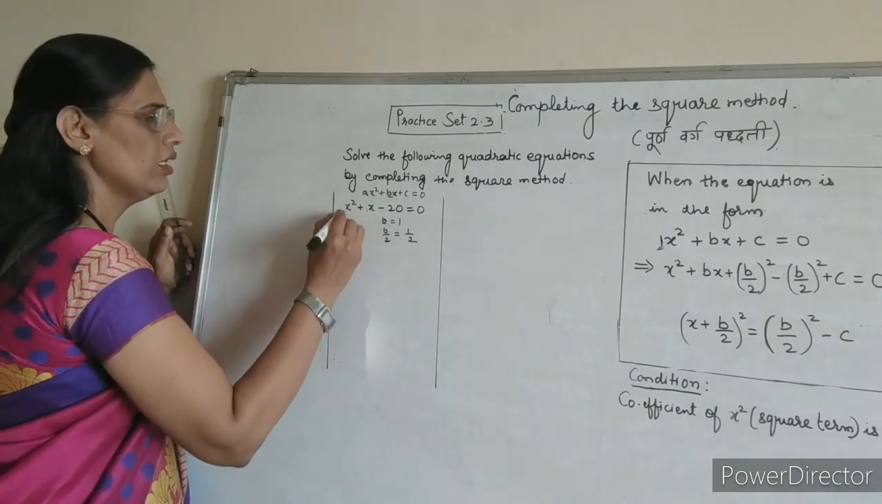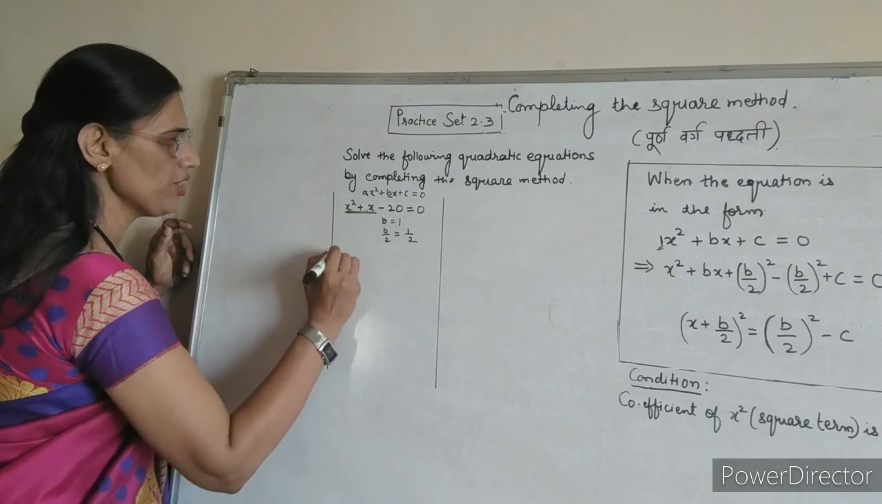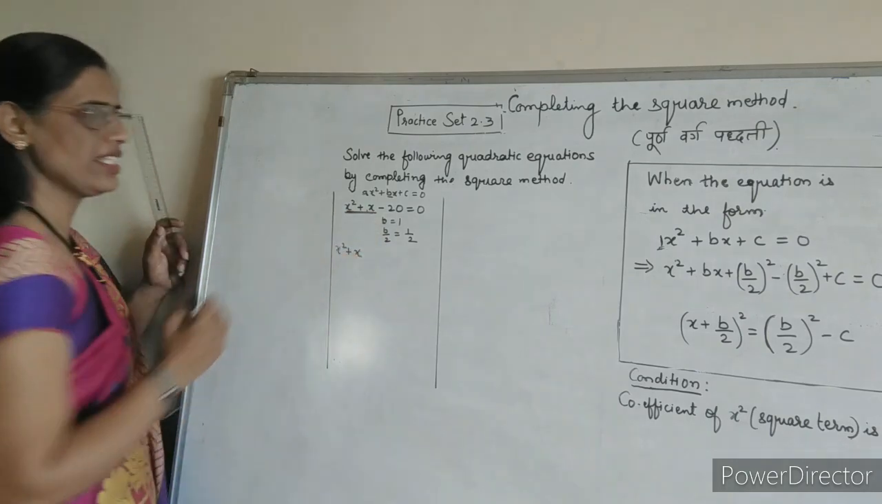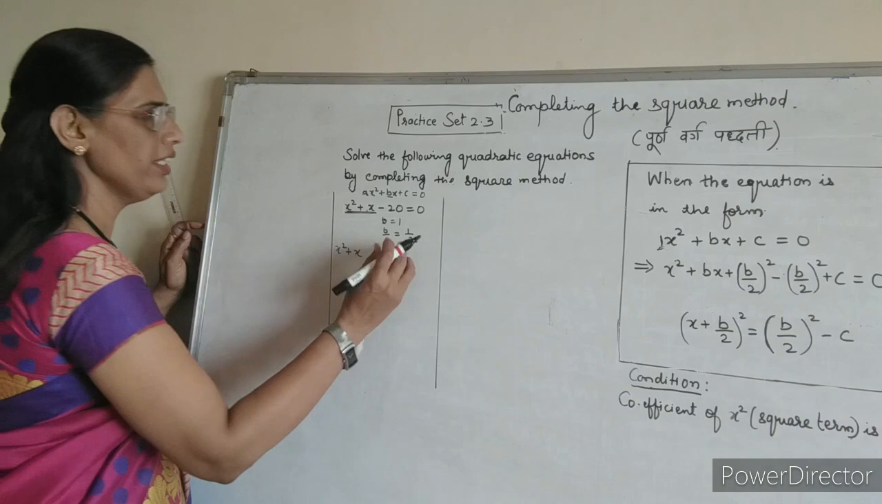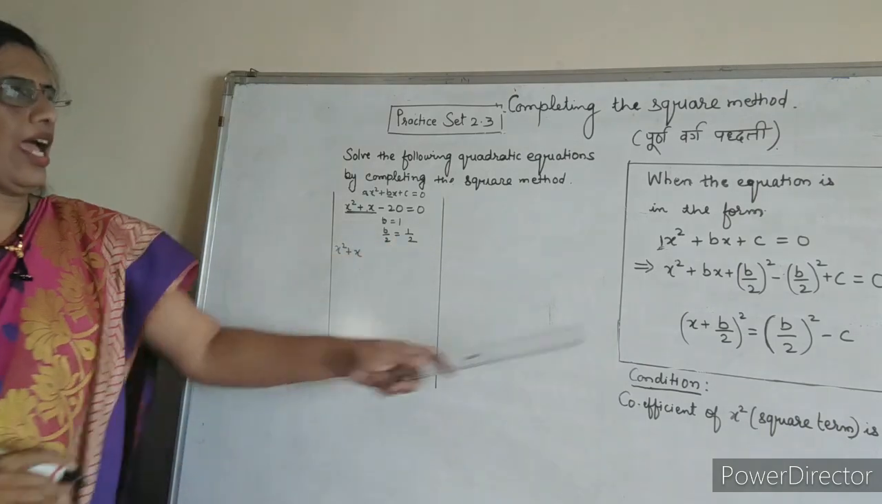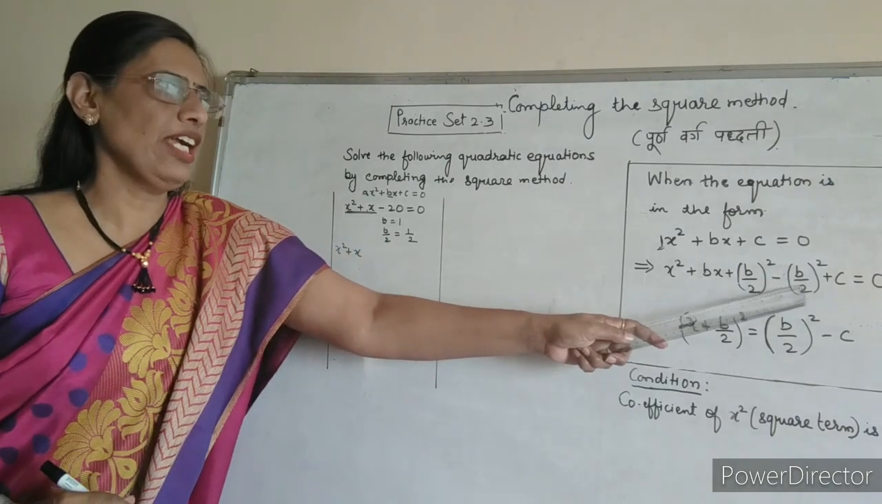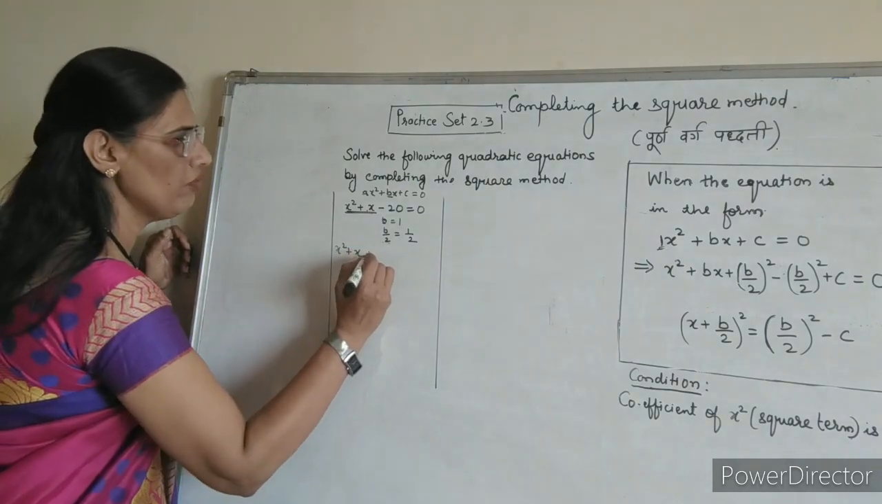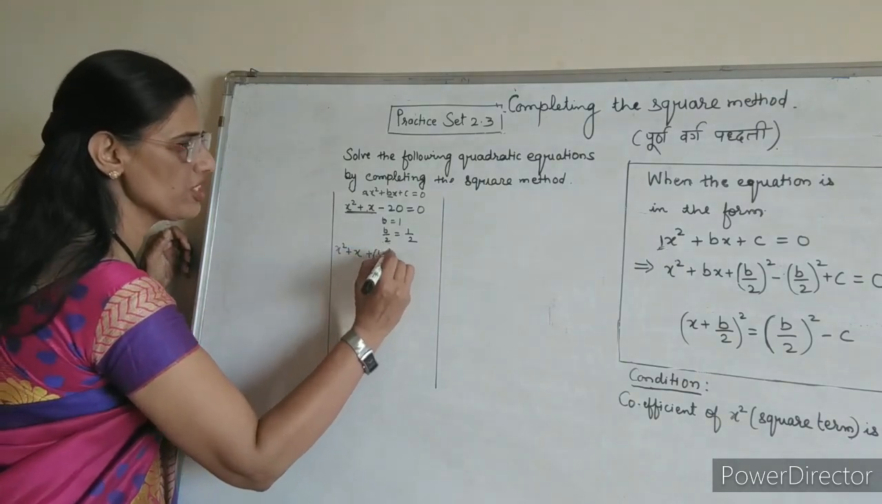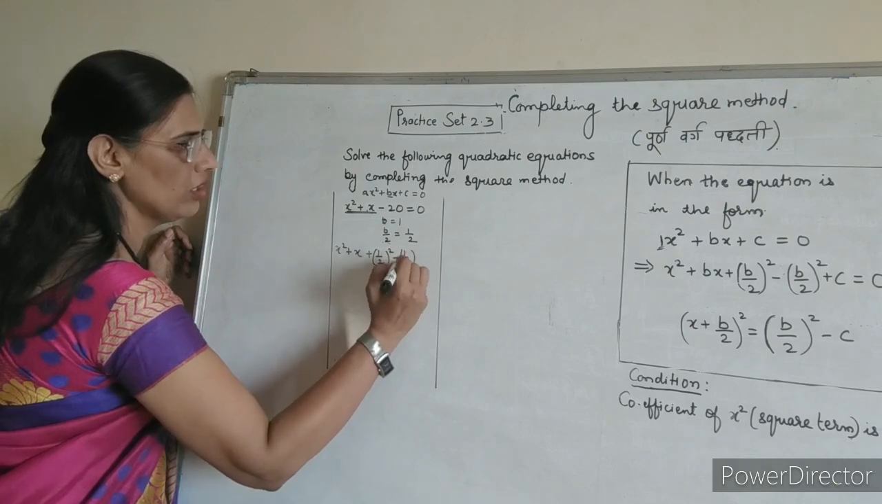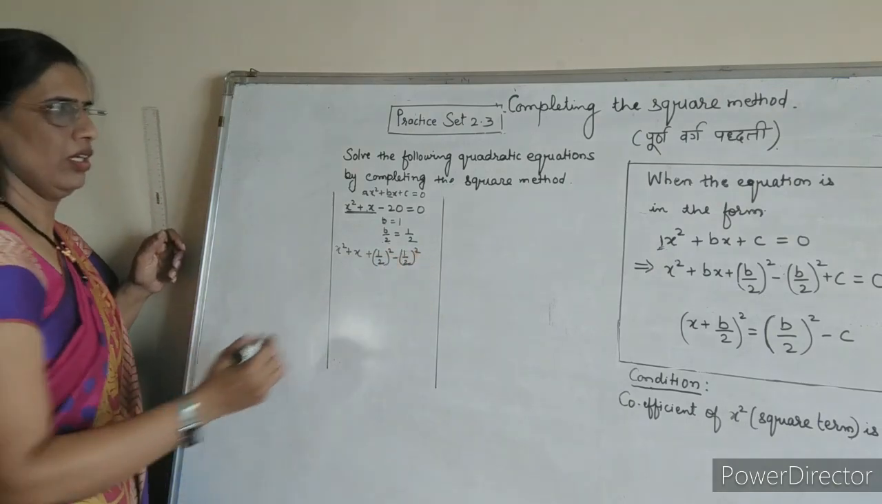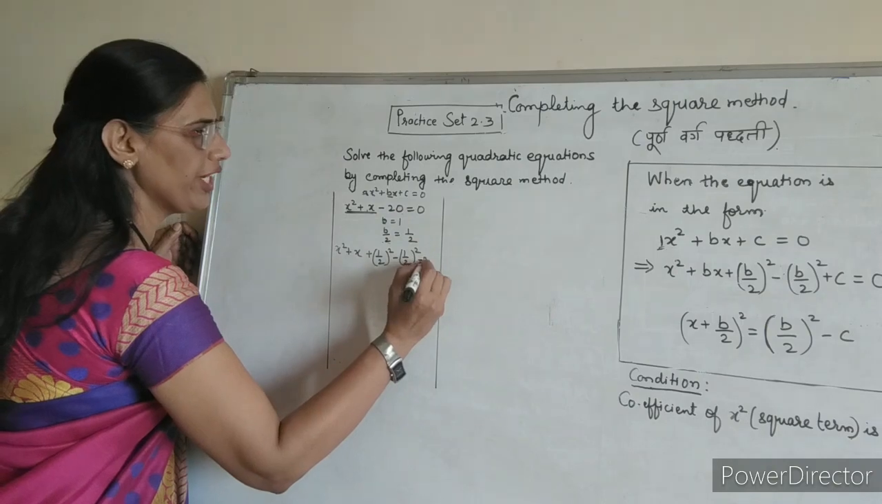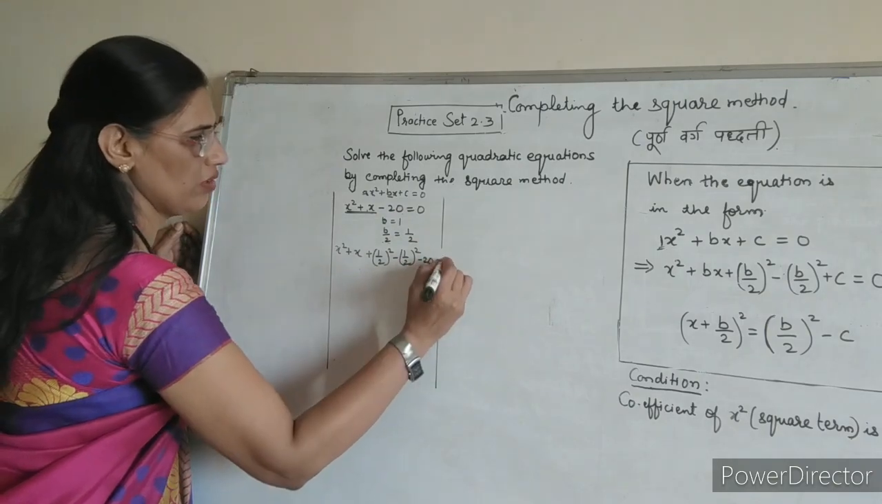See here, you will write the first two terms x square plus x as it is, and then you will add b upon 2 whole square and subtract b upon 2 whole square. We have b upon 2, so we will write 1 upon 2 whole square. We will subtract b upon 2 whole square. And the negative 20, minus 20, as it is.